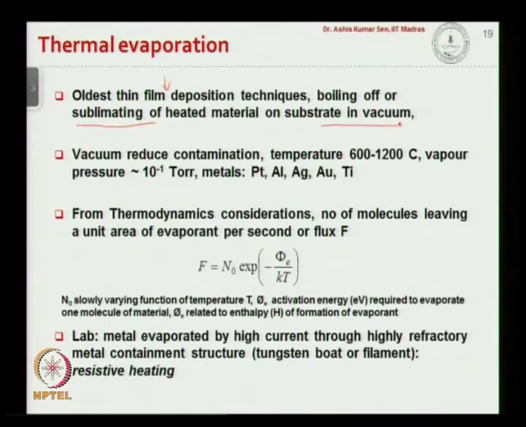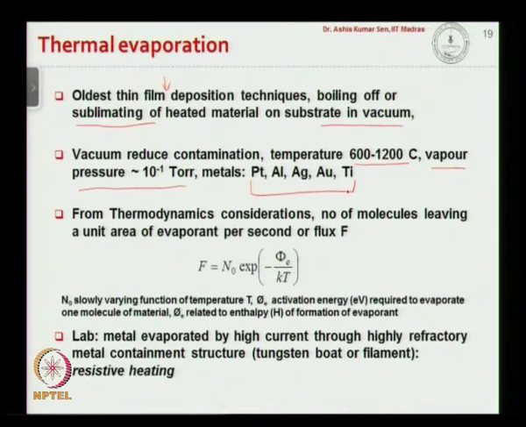Typically in a thermal evaporation furnace, the temperature required is 600 to 1200 degrees centigrade, and the vapor pressure would be around 0.1 torr. These are some of the metals typically used for thermal evaporation: platinum, aluminum, silver, gold and titanium.